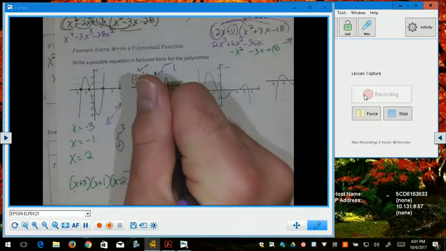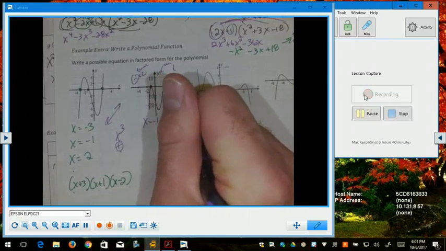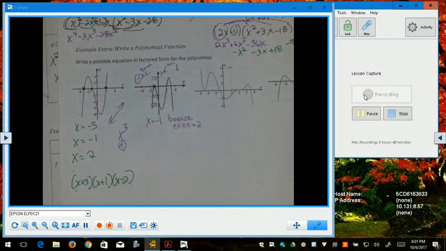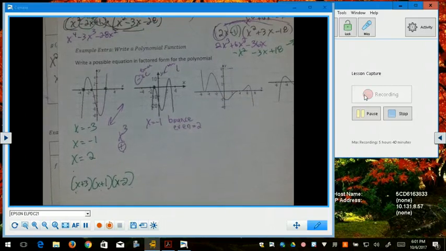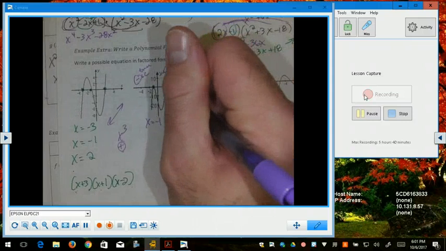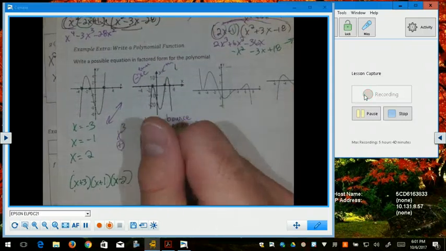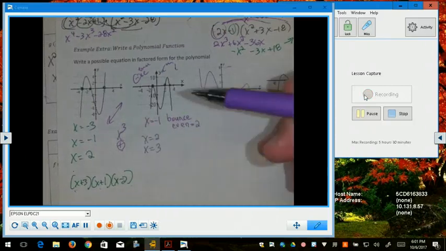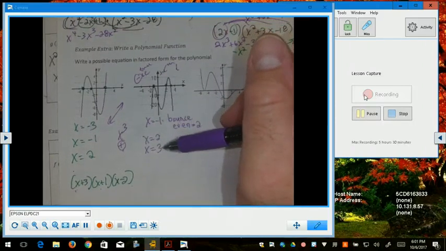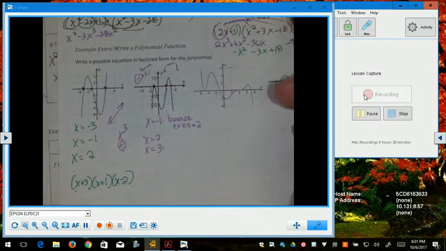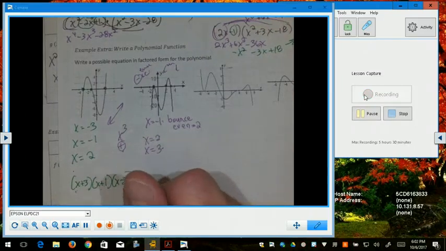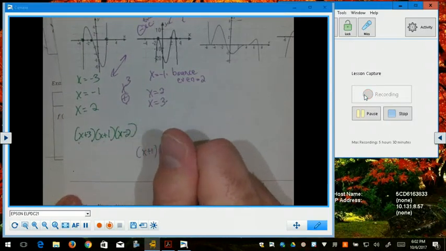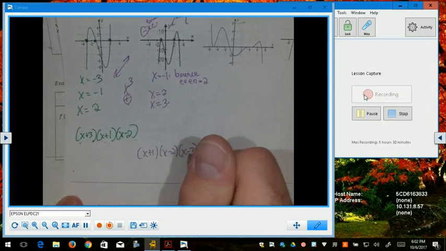This root is x equals -1, but it bounces. So I'm expecting even multiplicity, and the minimum even I could have would be 2 factors there. And then this one intersects, and this one intersects without any twisting. So I'm expecting just regular x equals 2 and x equals 3. That would give me 1, 2, 3, 4, which would be an even degree polynomial. And then I'm going to build my factors. So my factors for this one will be x plus 1 by x minus 2 by x minus 3.